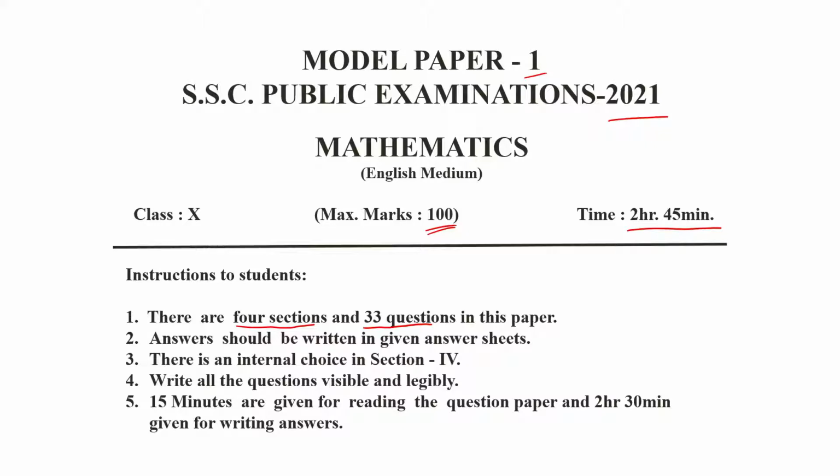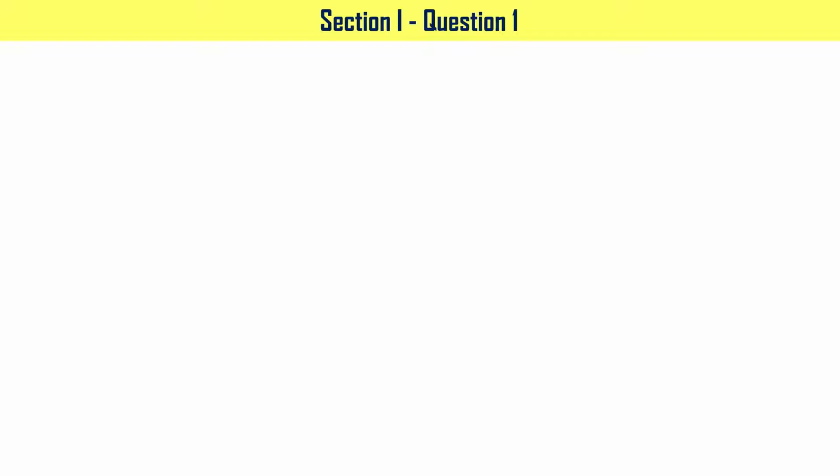Section 4 has got internal choice. It means section 1, 2, 3 have no choice. You have to write all the questions. And 15 minutes is given for reading the question paper and 2 hours 30 minutes for writing the answers. Let us start with questions.